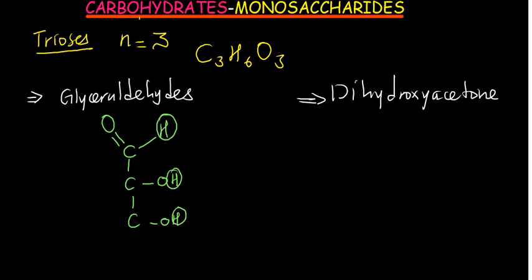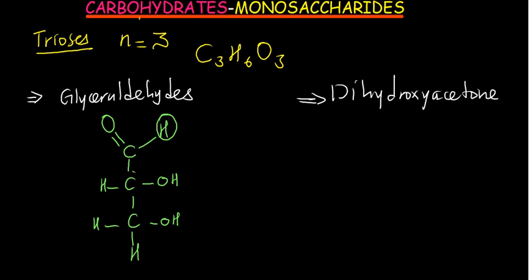1, 2, 3. So how many are remaining from the 6? We are remaining with 3. So those 3 which are remaining, we're going to put one here, and one here. You need to know that carbon, as we did as the first topic, atomic structure, carbon should always have 4 things around it, or 4 bonds.